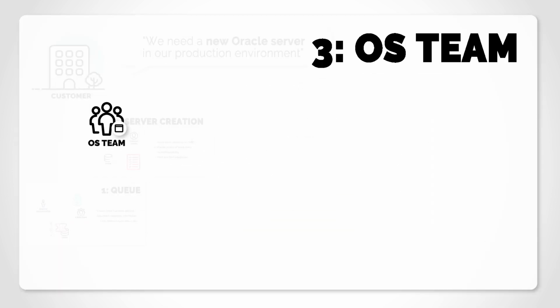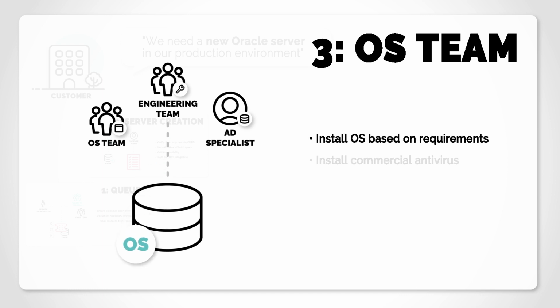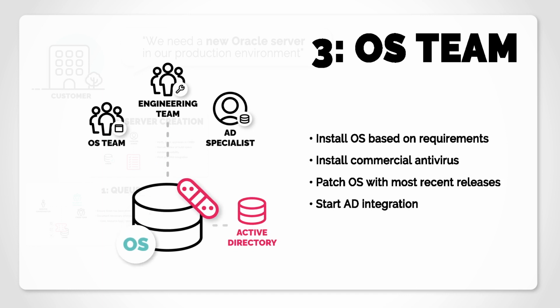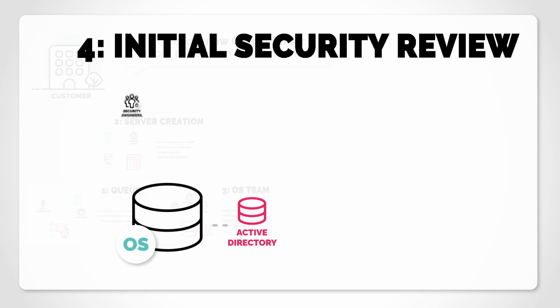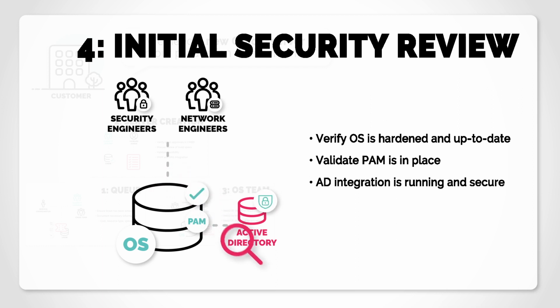The OS team and an AD specialist, as well as other engineering team members, then would work together to ensure that the OS is installed based on requirements and client policies, making sure to install the latest patches and start Active Directory integration. After the OS is installed, security engineers and network engineers start the initial review process to verify that the OS image is hardened and up to date, PAM is in place, and that AD integration and initial network architecture is up and running and secure.